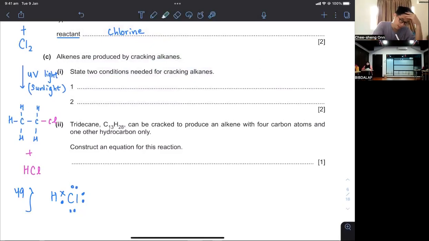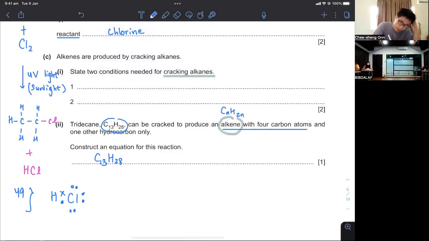Okay, now this is cracking alkanes. Long chain hydrocarbons become short chain hydrocarbons. I'll do the next bit first because I want to reinforce the idea. This is a long chain, C13H28. Now it cracks to produce an alkene with 4 carbons. The key word there is alkene. Alkene is CnH2n, and with n equal to 4, that is C4H8. It says one other hydrocarbon only, so no other product.